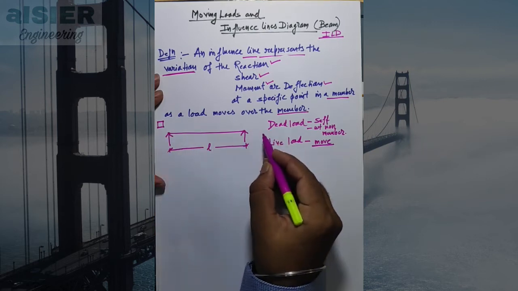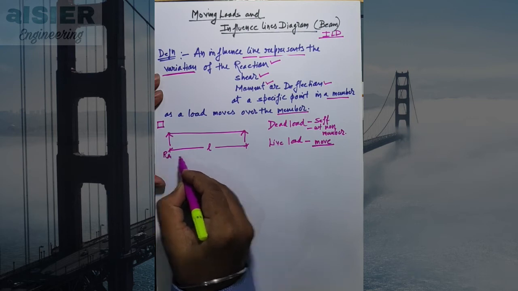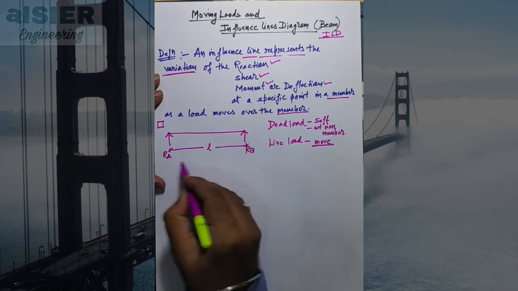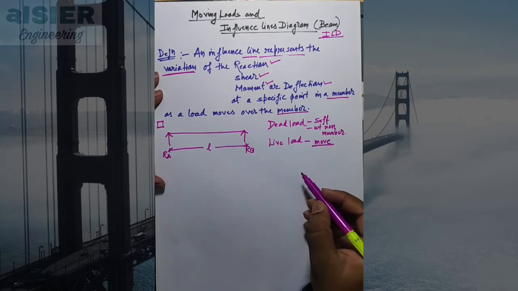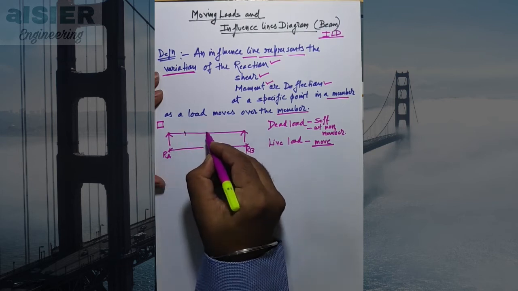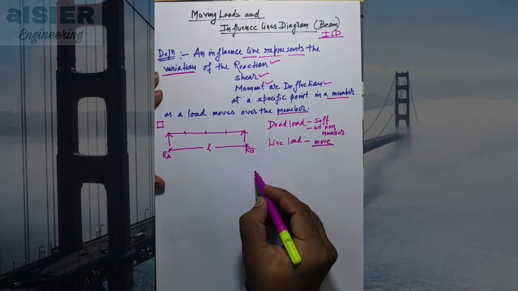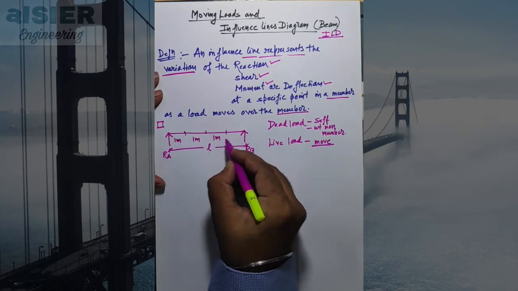Now due to this moving load, what will be the effect on the reactions RA and RB? We are interested to calculate this. Now we know our conventional approach. What we do, we apply a load. For example, let us consider that this is divided into 4 portions, and let us consider that each portion is of 1 meter, right?